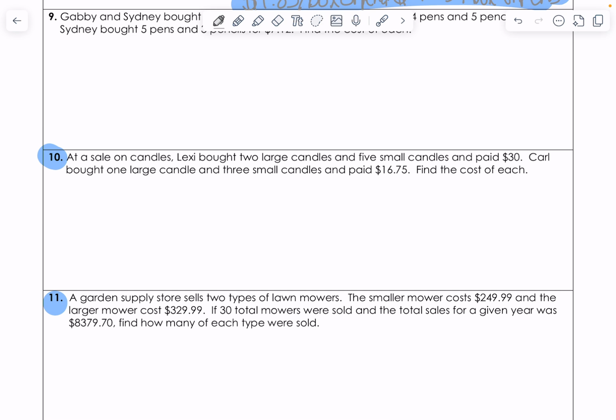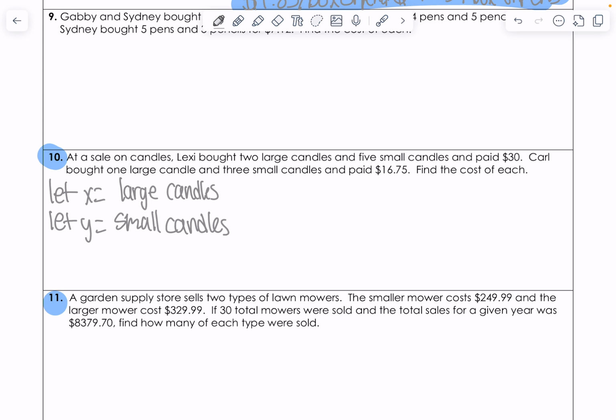Well, let's think through this. At a sale on candles, Lexi bought 2 types of candles. She bought large candles and small candles. Carl bought large candles and small candles. So I see 2 main groups here, large and small candles. So let's let X be our large candles, for example, and then let's let Y be our small candles. Those are the 2 main categories, and so I'm going to assign those 2 main categories variables. That's what I don't know, the price of each.